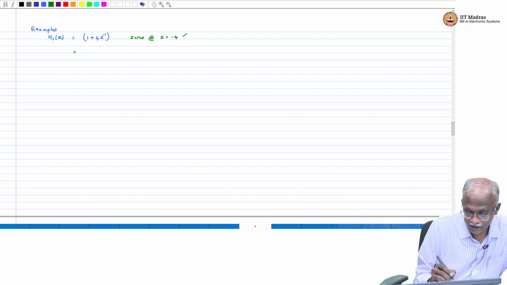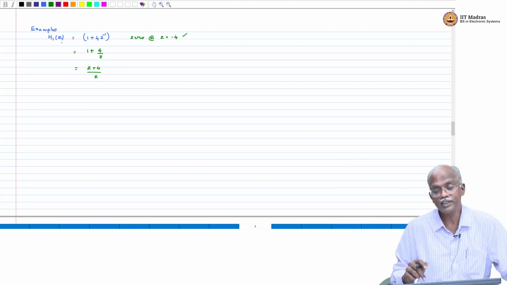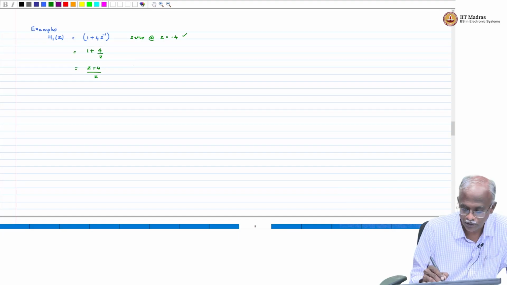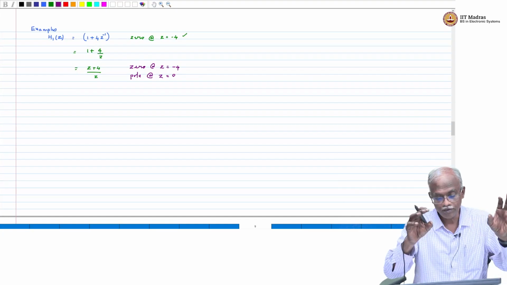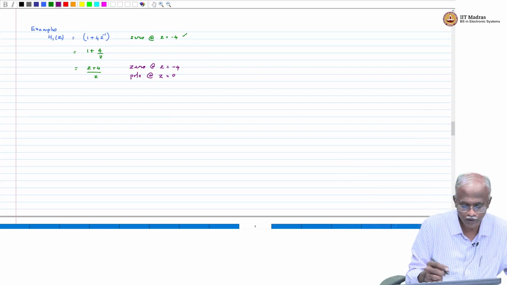Now look at this same expression. I'm going to rewrite it in the following form: 1 plus 4 by Z. This can be written as Z plus 4 divided by Z. Now tell me, does this transfer function have a pole? The answer is yes. Does it have a 0? Yes, it has a 0 at the same location, Z equal to minus 4, but there is also a pole at Z equal to 0. So we should never forget that this transfer function has both a 0 and a pole. Something that you should keep in mind.